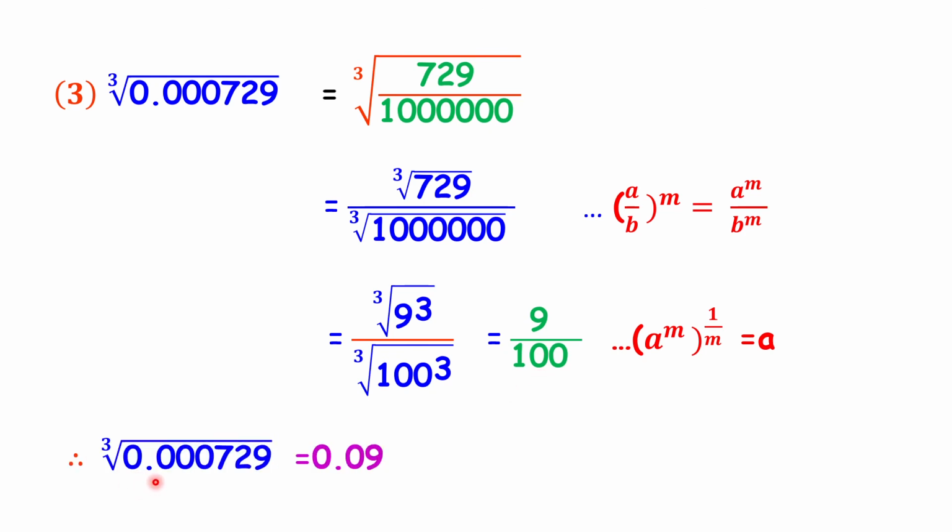Cube root of 0.000729 is equal to 0.09. Here in this fraction, 9 upon 100, after 1 there are two zeros, so we count two digits from right to left, that is 1, 2, so the answer is 0.09.